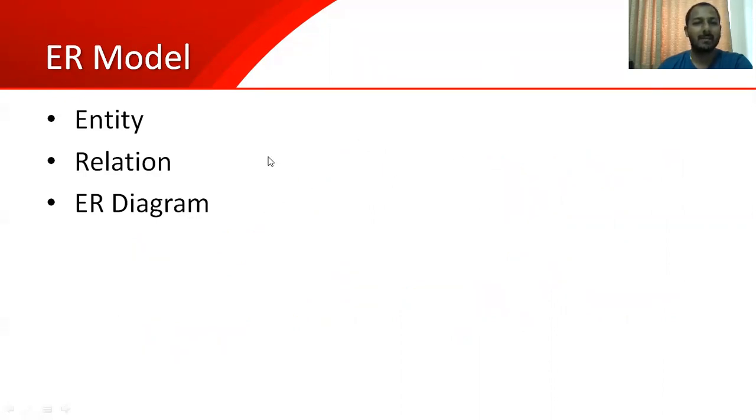So what is an ER diagram? Whatever I just told you is represented in terms of a diagram. That diagram will give you the entities. The diagram will give you the relation between different entities, and everything is mentioned in the diagram itself. So that is called an ER diagram, that we are going to see in a separate chapter.